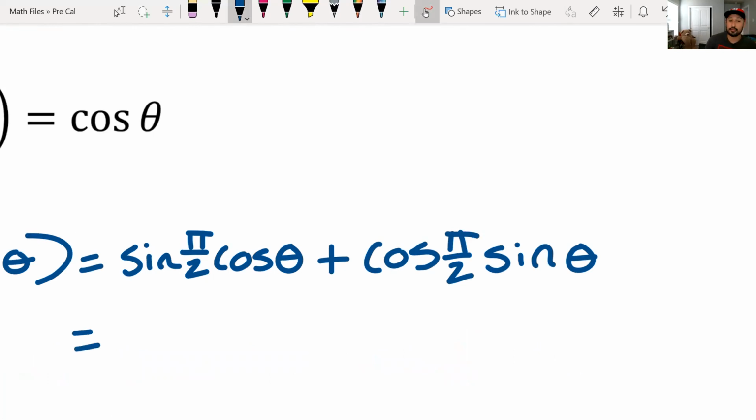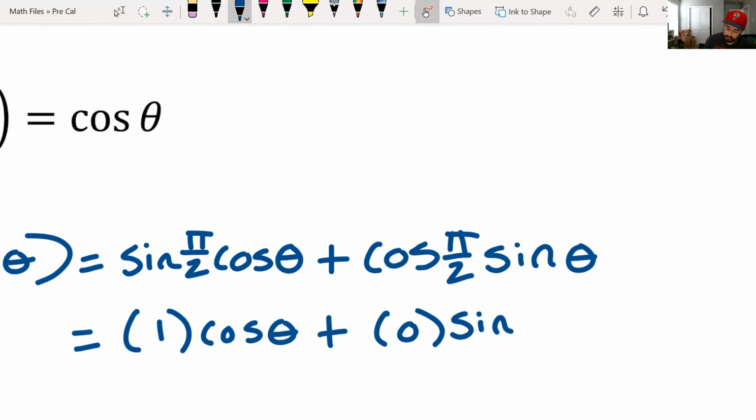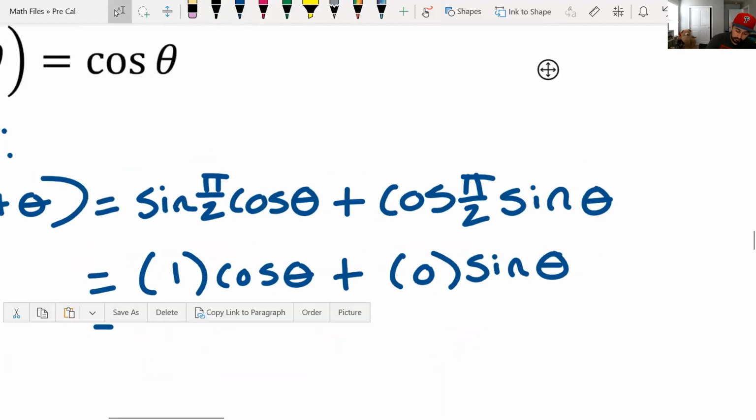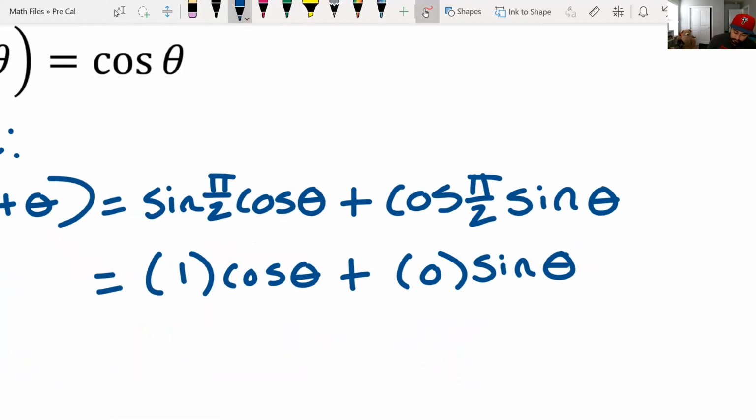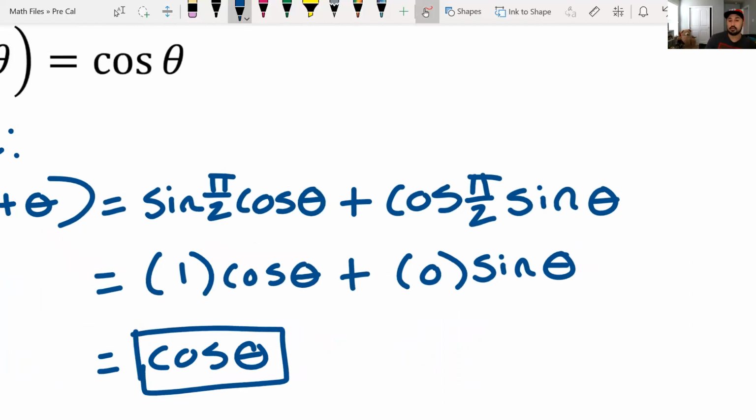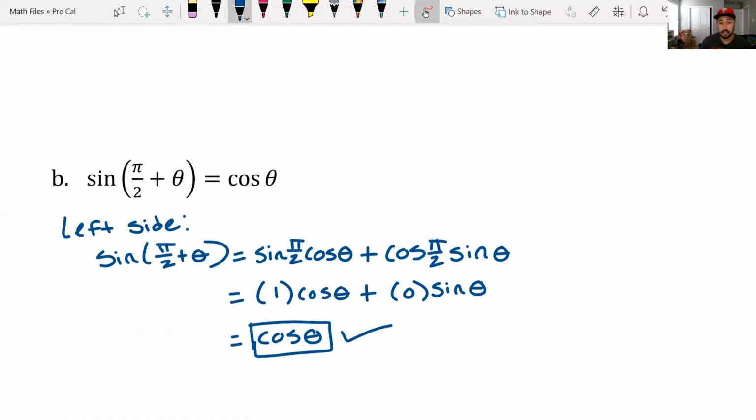Almost there. Reference your unit circle. Sine at pi over 2 is 1 times the cosine of theta plus cosine at pi over 2 is 0 times the sine of theta. Well, 1 times cosine is cosine theta, and 0 times sine is 0. So we get cosine theta. Did we make the left side look like the right side? And that answer is again, yes. Proof.